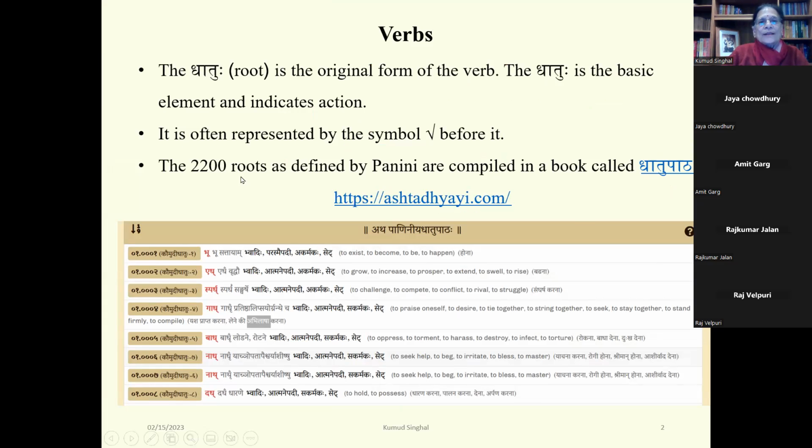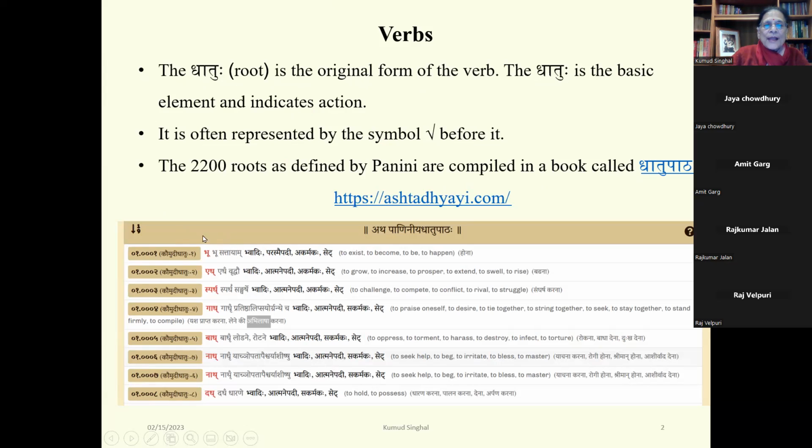So we have gone over this before, when we were talking about the building blocks. So the number of slides will be just a review. The dhatuhu, or root, is the original form of the verb. The dhatuhu is the basic element and indicates action. It is often represented by a square root symbol before it. There are 2200 roots as defined by Panini, compiled in a book called Dhatu Patha.